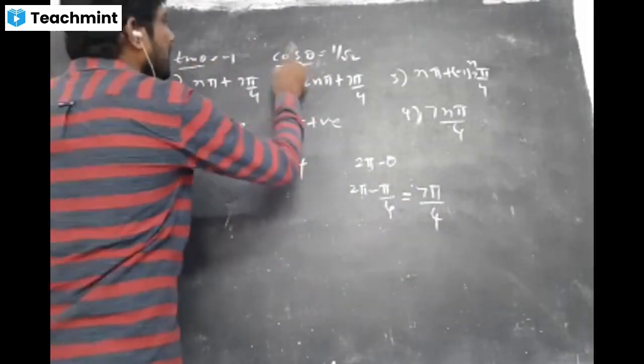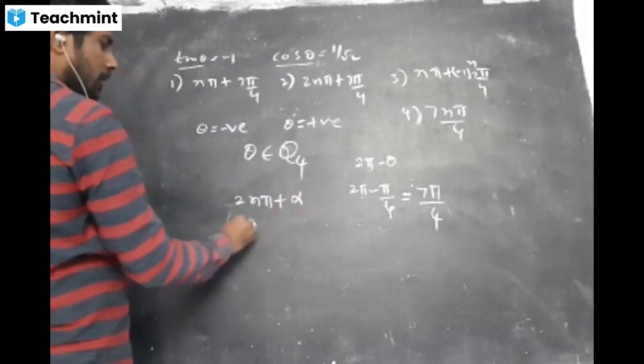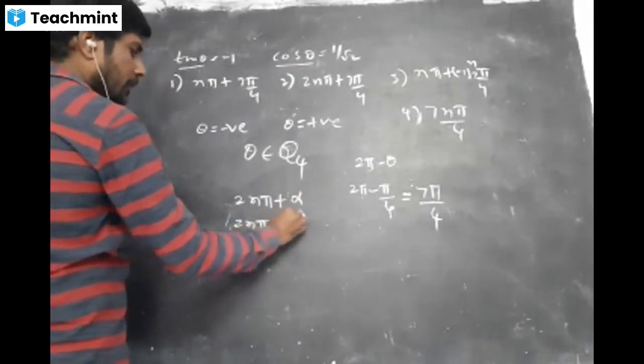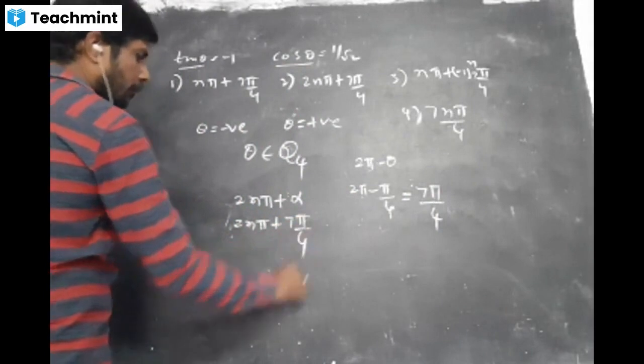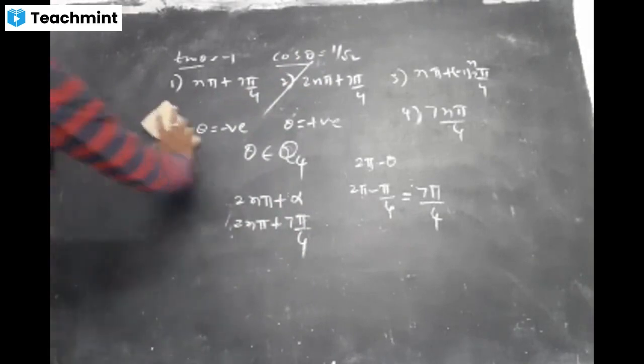Here for tan theta and cos theta simultaneous solutions, in that time, 2n pi plus alpha. The alpha value is 7 pi by 4. 2n pi plus 7 pi by 4 is our option. Second option is our answer. And next problem.